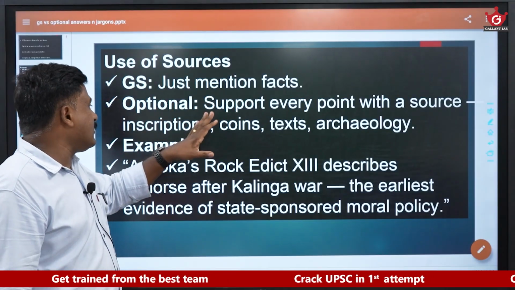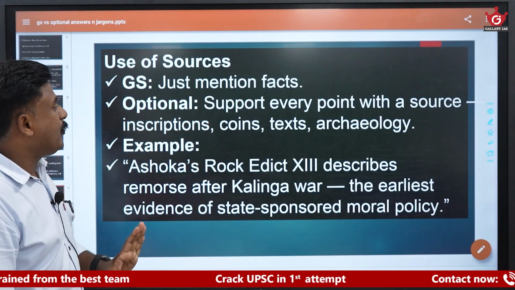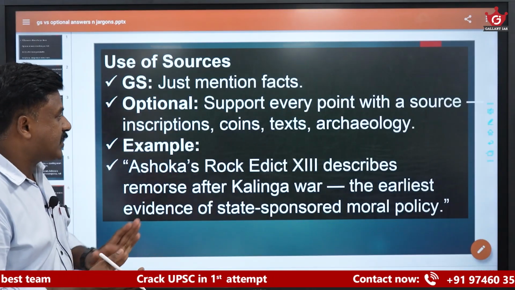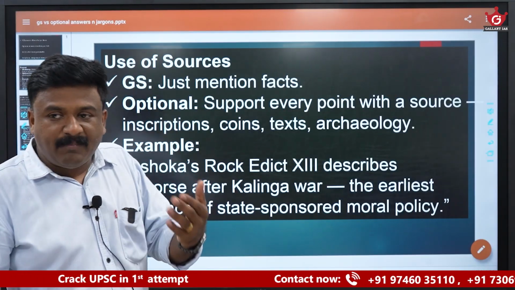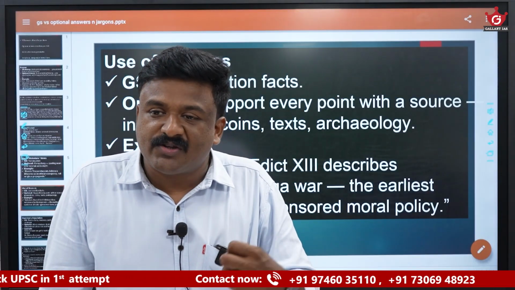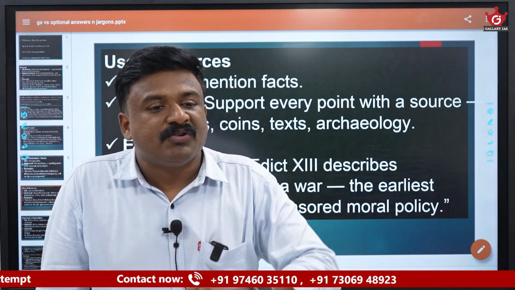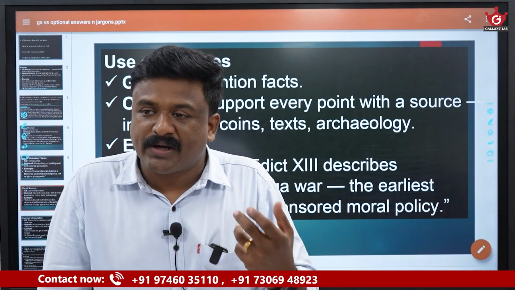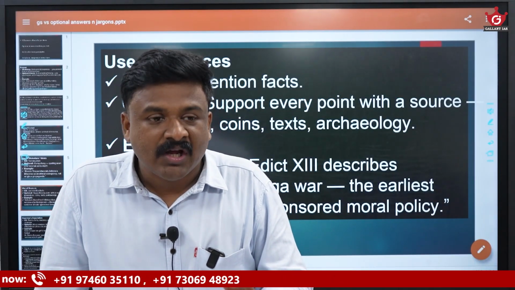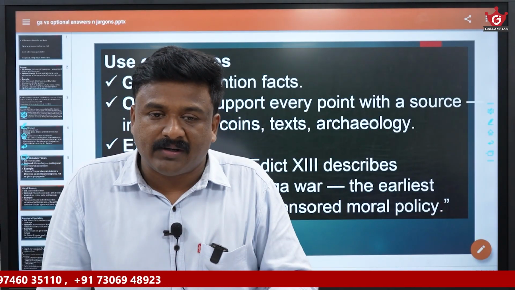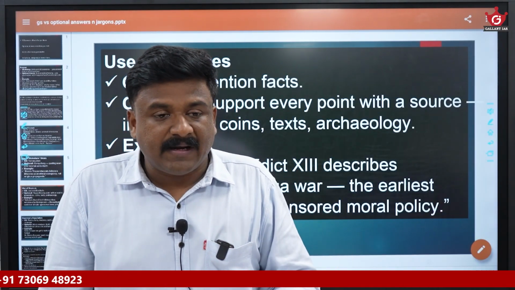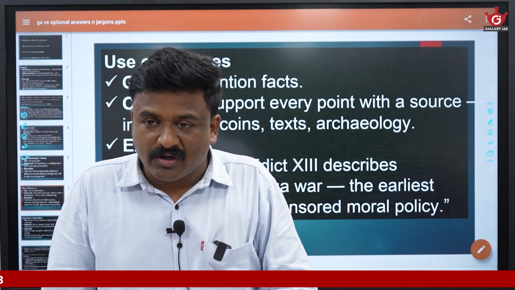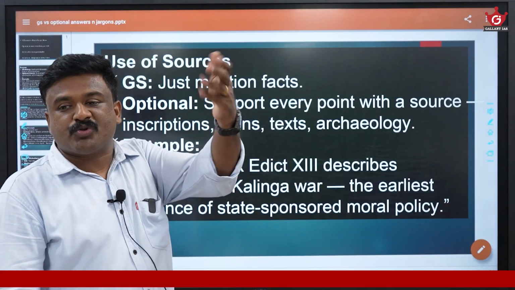Sources. In optional, support every point with the source: inscriptions, coins, texts, archaeology. We know that when we frame answers in history optional, we have to mention the sources. In the introduction part, sometimes we require the sources, sometimes the evidences, sometimes historians' viewpoints. It will vary from answer to answer, question to question.